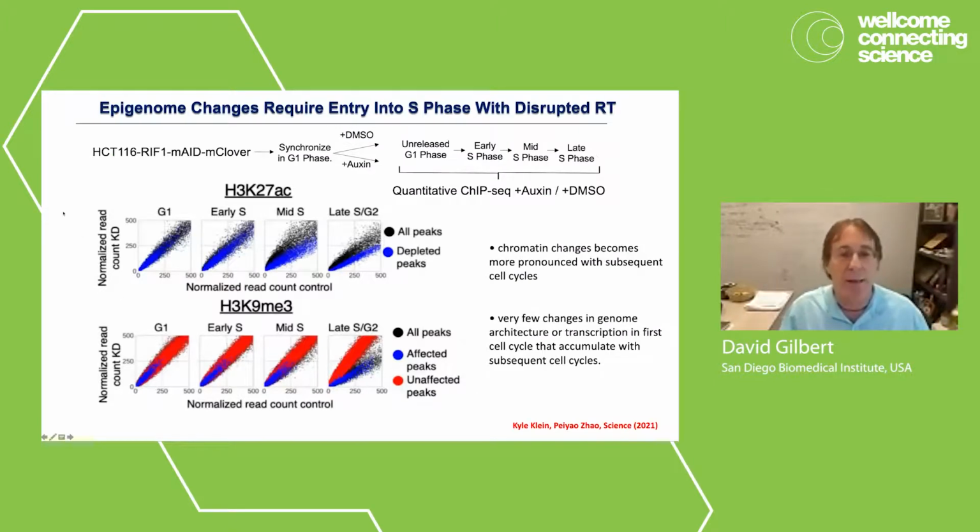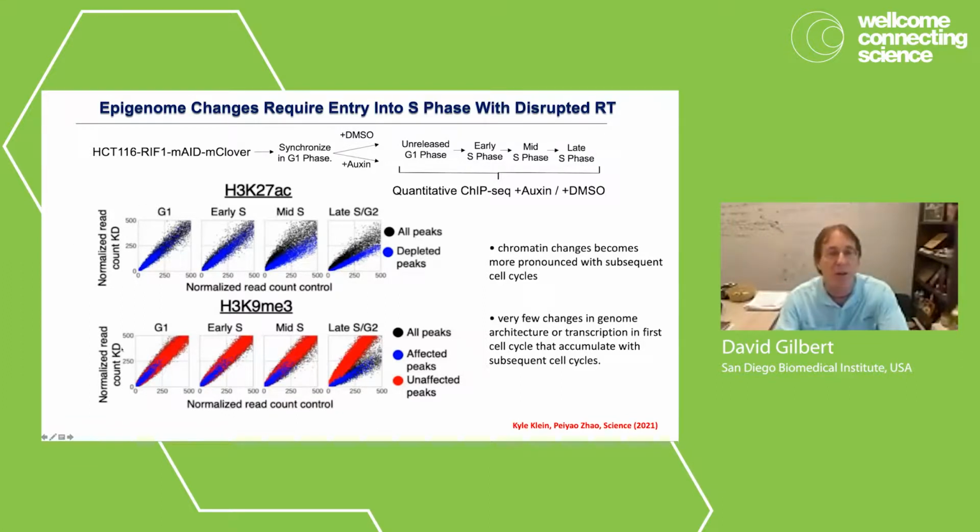Last data slide. Just to give you one other piece of data from this paper to show you how we did this experiment. We moved to HCT116 because we could synchronize it, and we have a lot of degrons that have been developed and characterized in this cell line. So we took a HCT116 RIF1 AID degron, synchronized these cells, then either degraded RIF1 or did not, either held the cells in G1 phase or allowed them to go into early, mid, or late S phase.